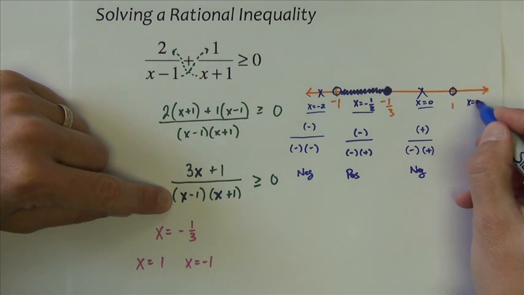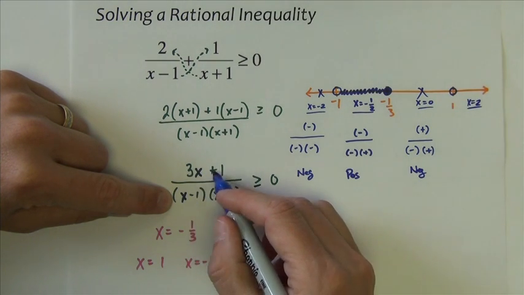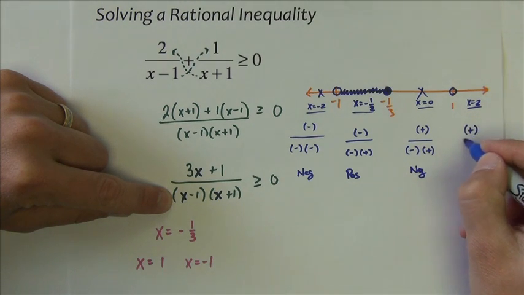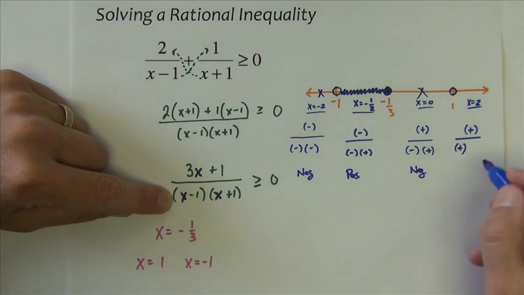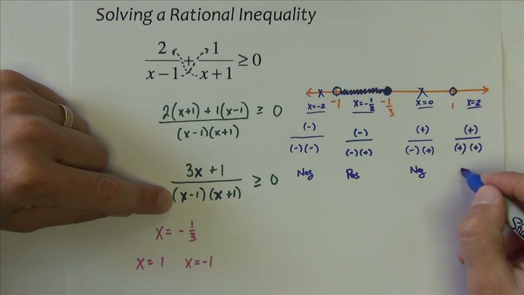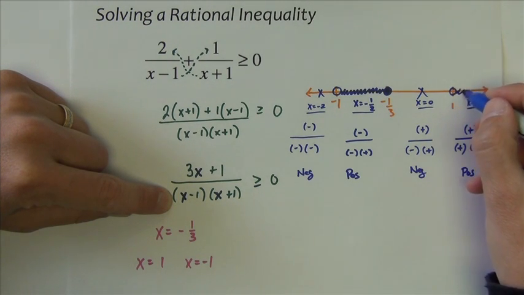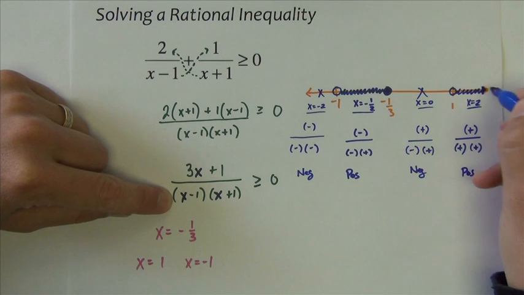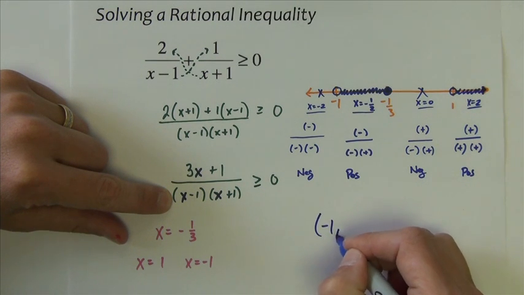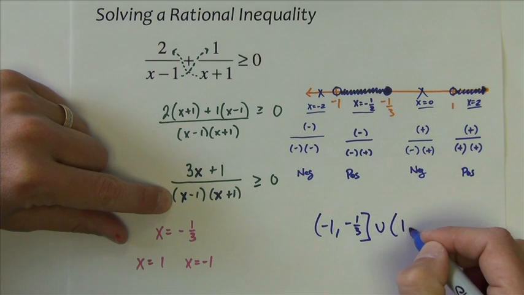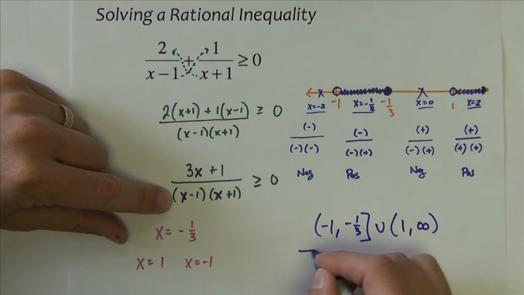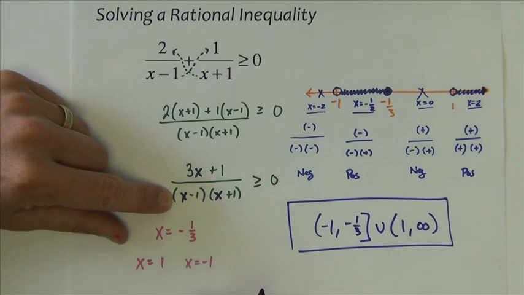And now I'm going to choose x equals maybe 2. 3 times 2 plus 1 is positive. 2 minus 1 is positive. 2 plus 1 is positive. All those positives make a positive number, and I want positive numbers, so I shade that. So our answer is negative 1 to negative 1/3 and 1 to infinity. That's it.